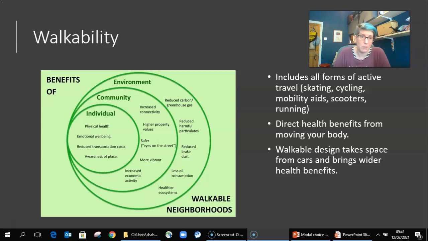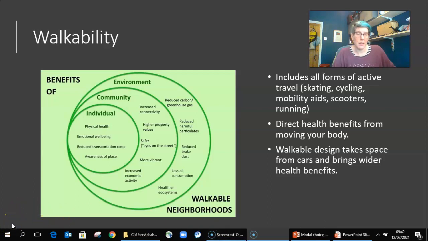And there are obviously multiple benefits as outlined in this diagram. It improves your physical health, your emotional health. It saves you money. You don't need to pay for transport. You're more connected to your place. It increases levels of community safety and connectivity. And then obviously the wider environmental benefits, more active travel, fewer vehicles, and all of the environmental harms that they bring. So it's really part of a wider, holistic, sustainable, and healthy approach to urban design to make places walkable.